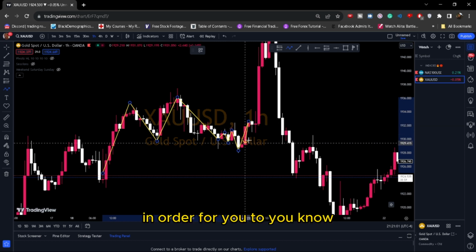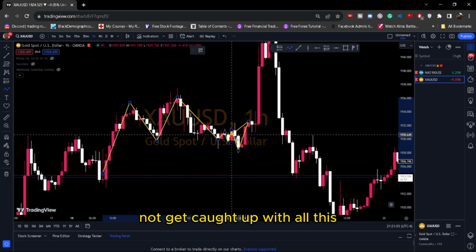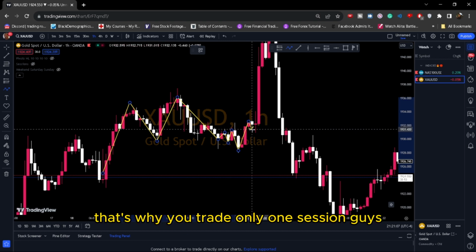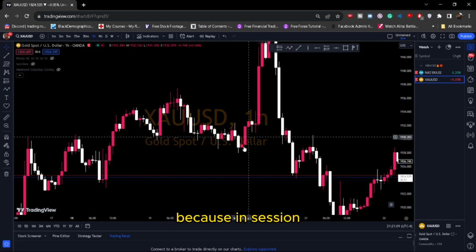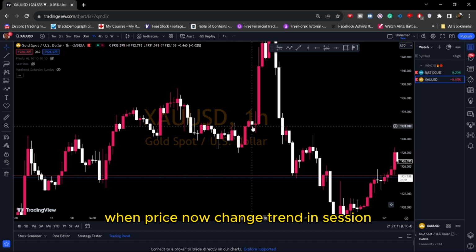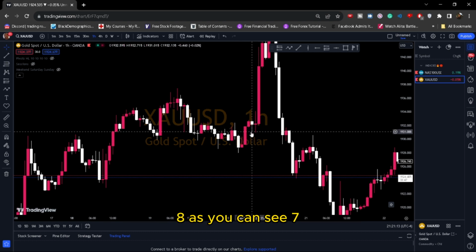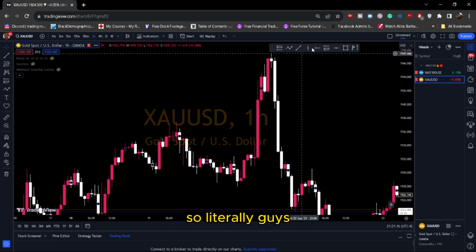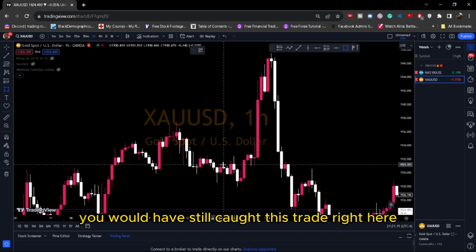In order for you to not get caught up with all this change of trend like 3 times, that's why you trade only one session, guys. Because in session, when price changed trend, which was around 7, 8 o'clock as you can see, price shot up. So literally, guys, you would have still caught this trade right here.